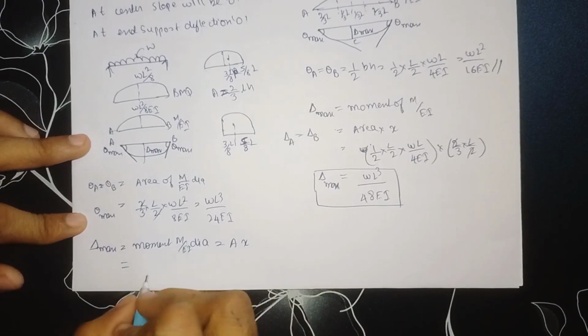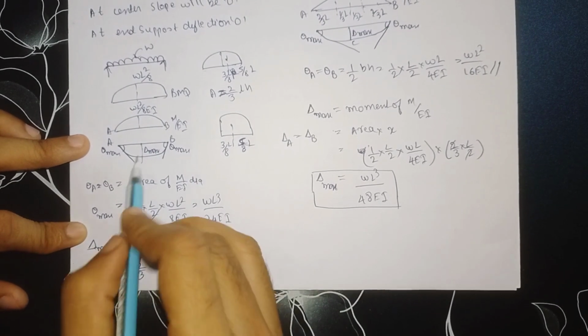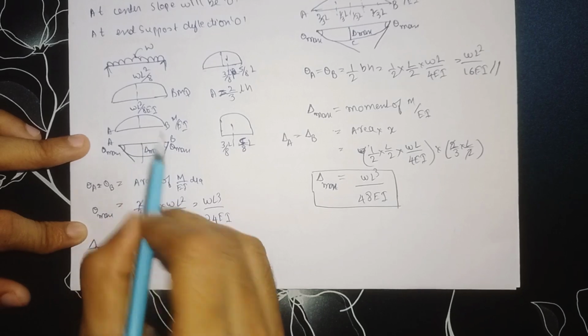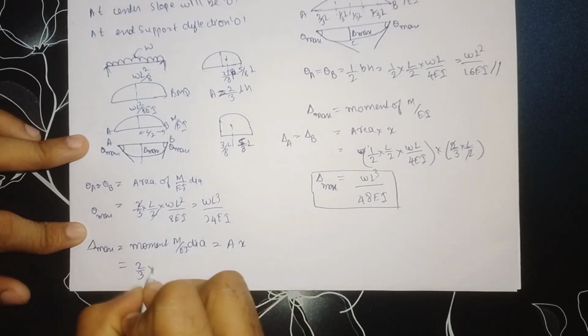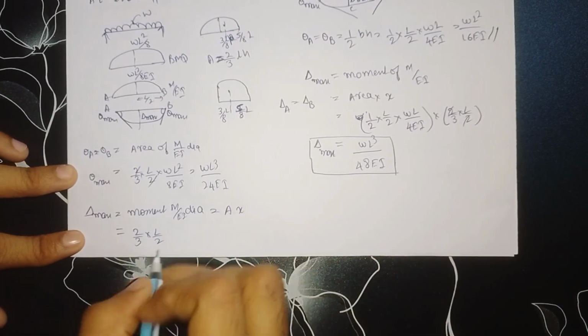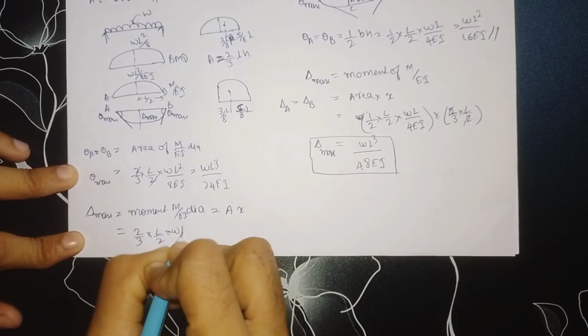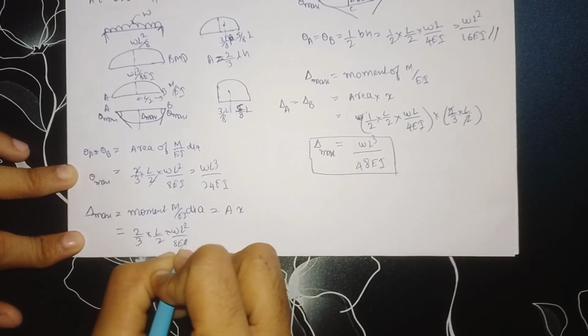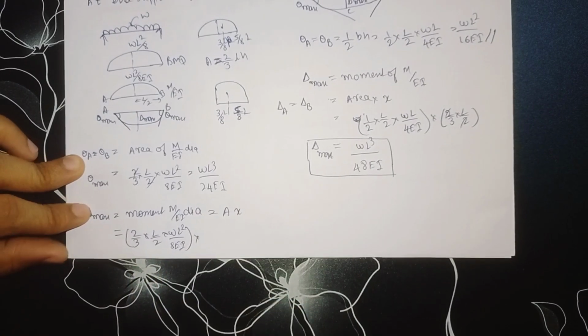To find the area of this one, we have the formula for area: 2 by 3 into the length from here to here, which is L by 2, and the height of this is WL square divided by 8 EI. This is our area. So now we need to find the CG distance.